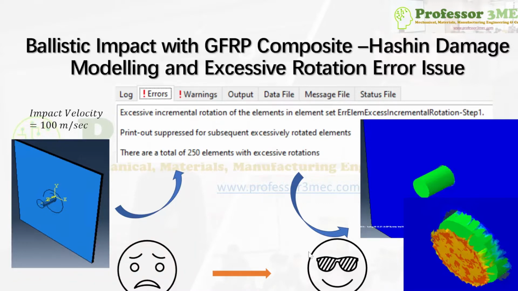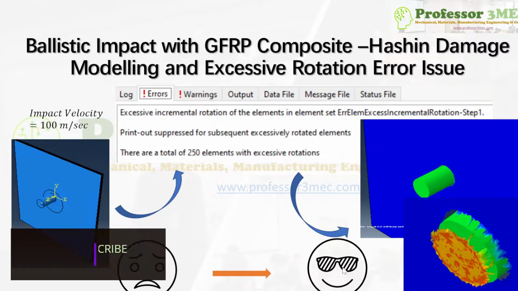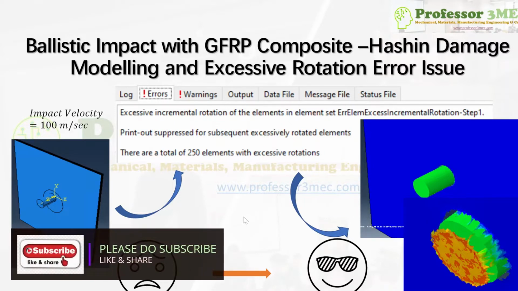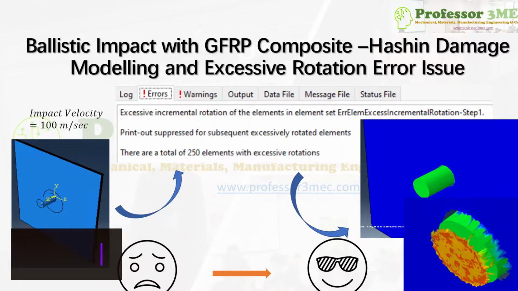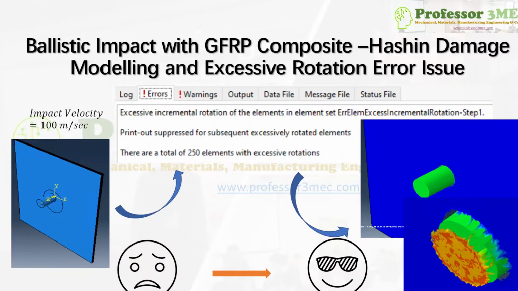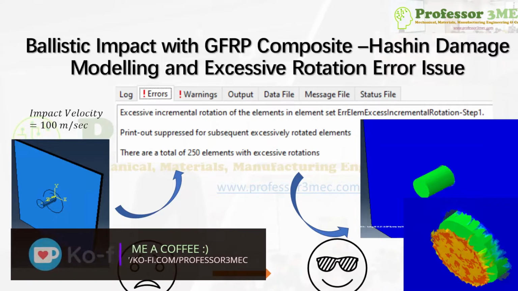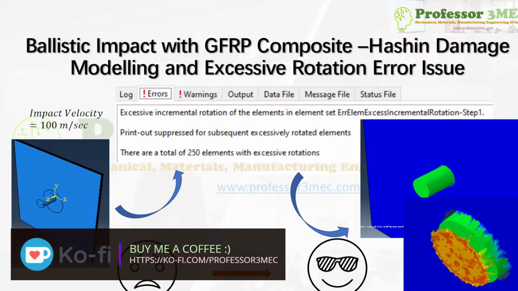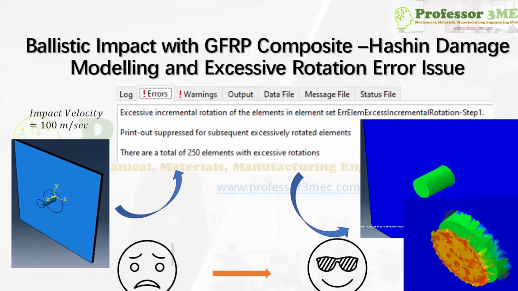So hopefully you will be happy after looking into this, and you will be able to learn how to remove these kind of excess incremental rotation errors and also excess element distortion errors in continuum shell elements using the Hashin damage model. So see you on the other side.